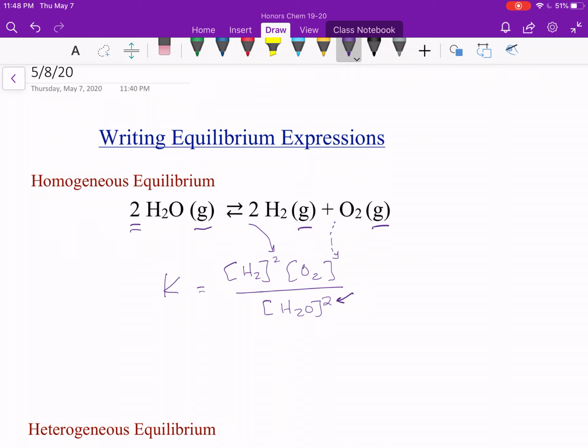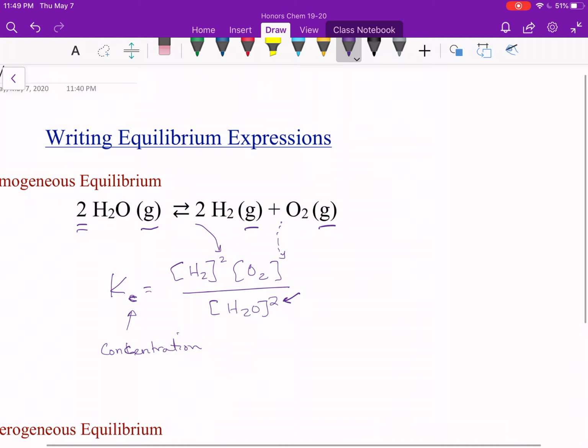What you'll see in the book is sometimes a C. That C just means concentration. So that tells us we did it in terms of concentration. If I see Kc, that's not something we're going to freak out about. It just means I did it in terms of concentrations. Now, we could also see Kp. I wonder what that P stands for. Oh yes, you're right, it stands for pressure.